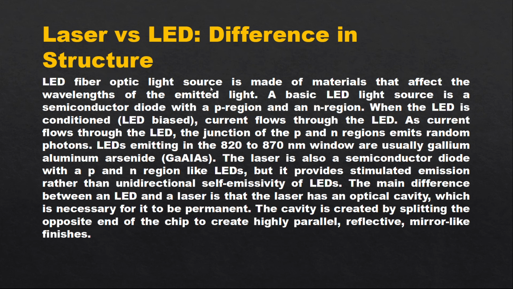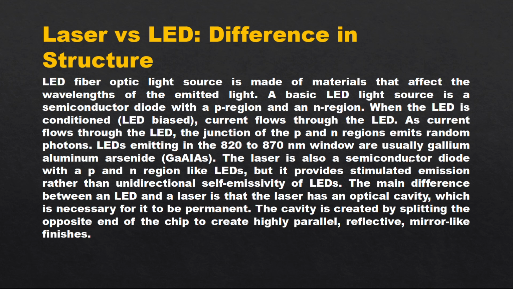An LED fiber optic light source is made of materials that affect the wavelengths of the emitted light. A basic LED light source is a semiconductor diode with a P region and an N region. When the LED is conditioned, current flows through the LED. As current flows through the LED, the junction of the P and N regions emits random photons. LEDs emitting in the 820 to 870 window are usually gallium aluminium arsenide. Yeah, you can see the short-hand way of writing it chemically.